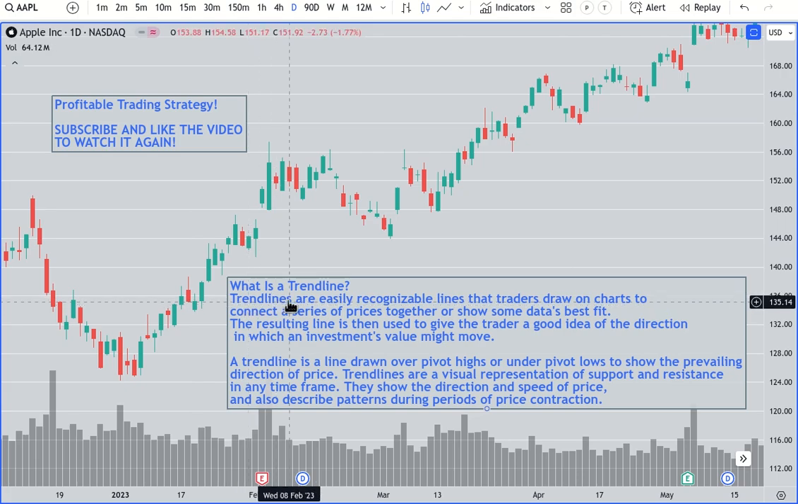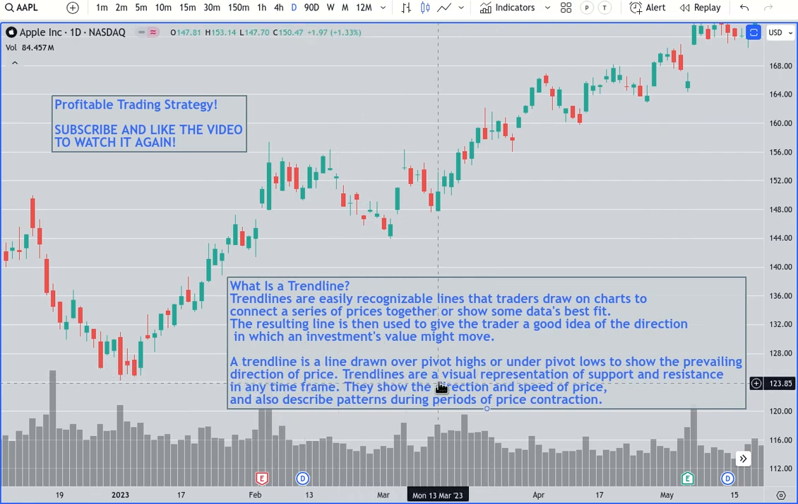Trend lines are easily recognizable lines that traders draw on charts to connect a series of prices together or show some data's best fit. The resulting line is then used to give the trader a good idea of the direction in which an investment's value might move. A trend line is a line drawn over pivot highs or under pivot lows to show the prevailing direction of price.